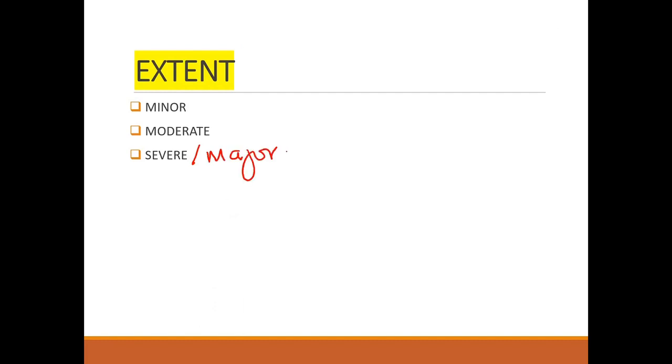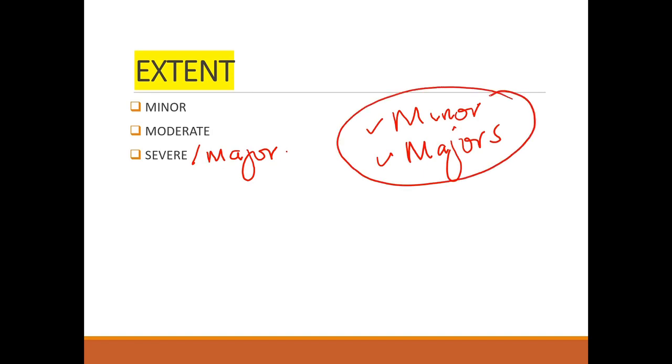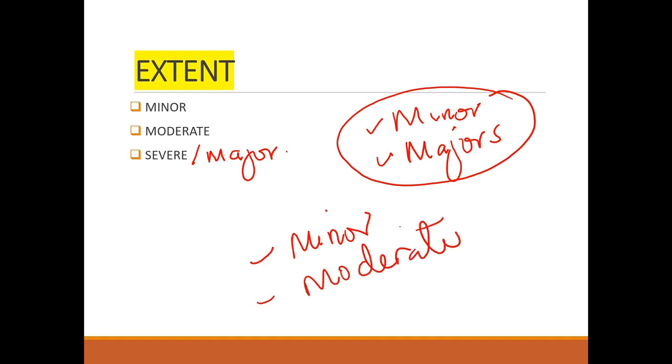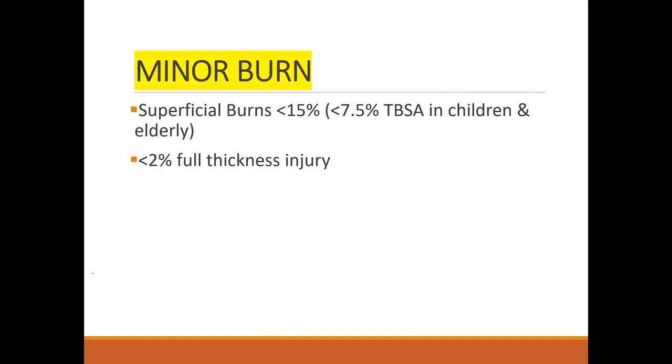Okay, so based on the extent, commonly, traditionally, it is minor and major burns. But you can further classify it as minor, moderate, and major burns. Now, these have clinical significance, which we'll see shortly. Minor burns. What are minor burns?